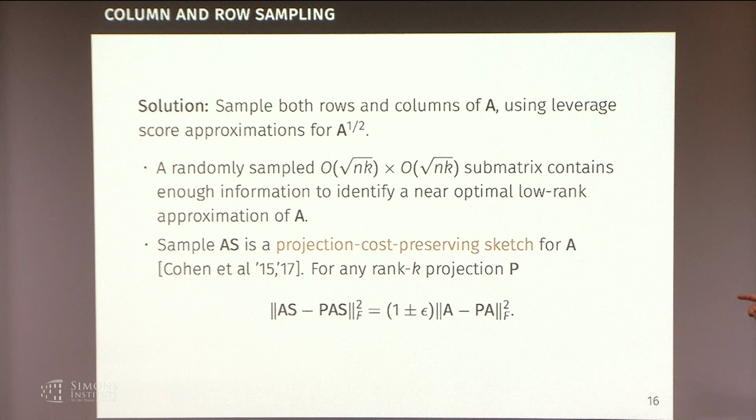So I've written that here as basically for any rank k projection matrix P, I preserve the distance from A. I look at the distance from AS to PAS, and this is within a close approximation factor of the distance from A to PA. What this means is, for example, if I compute an optimal low rank approximation for AS, I get a near optimal one for A, and so I can use it as basically a stand-in for A in low rank approximation.